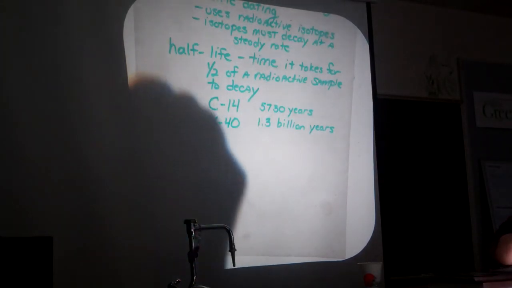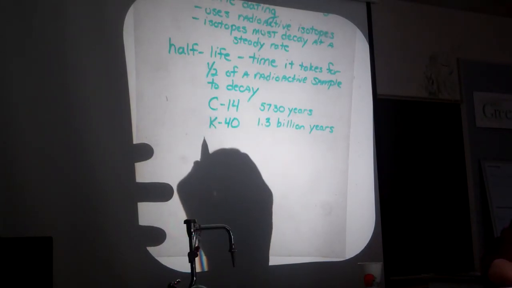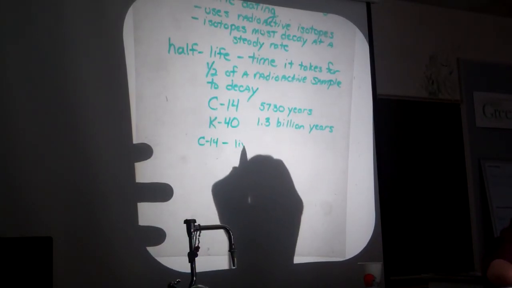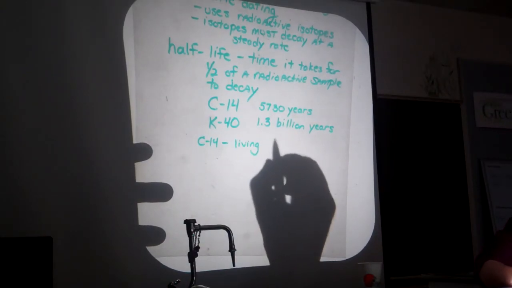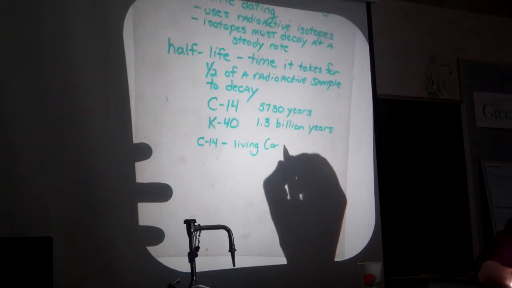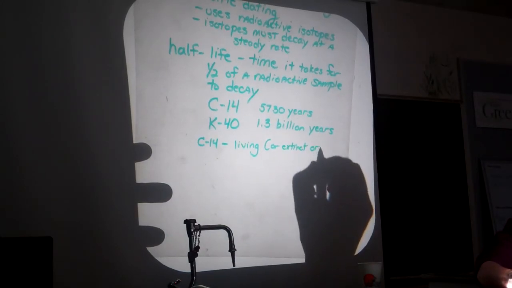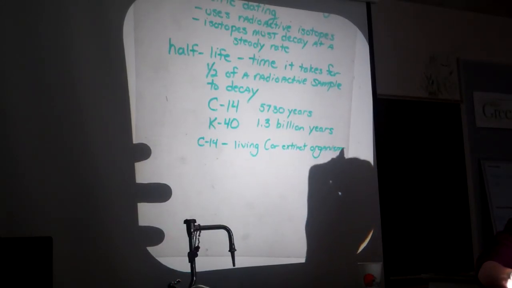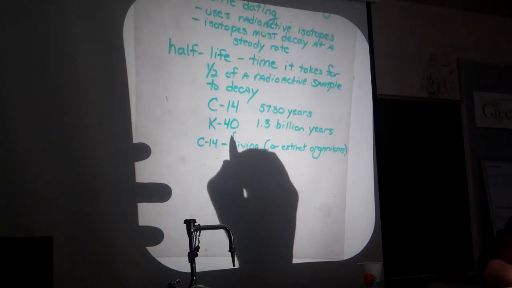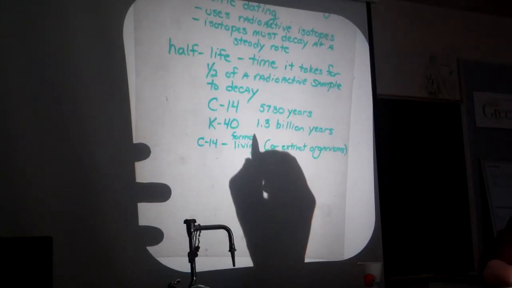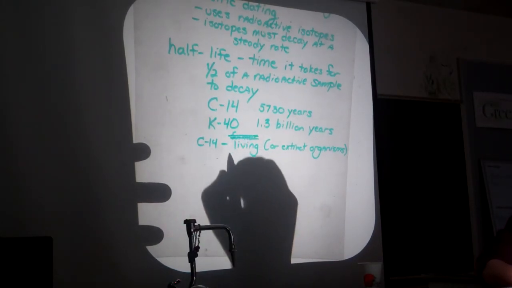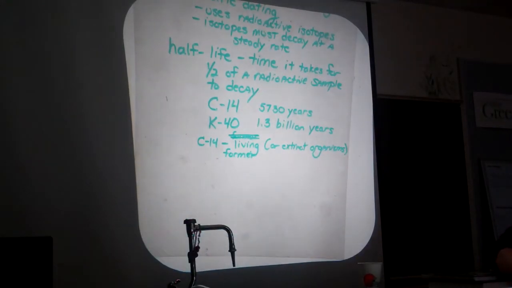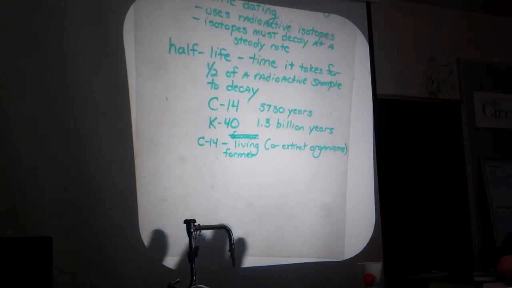That's why in the world of biology, C14 is used to date living or extinct organisms. In other words, no, I don't want to say living organisms. It's used to date, how do you spell former? What'd you say? Yeah, there you go. Thank you. Former living things or extinct organisms. Thank you. Couldn't spell former.